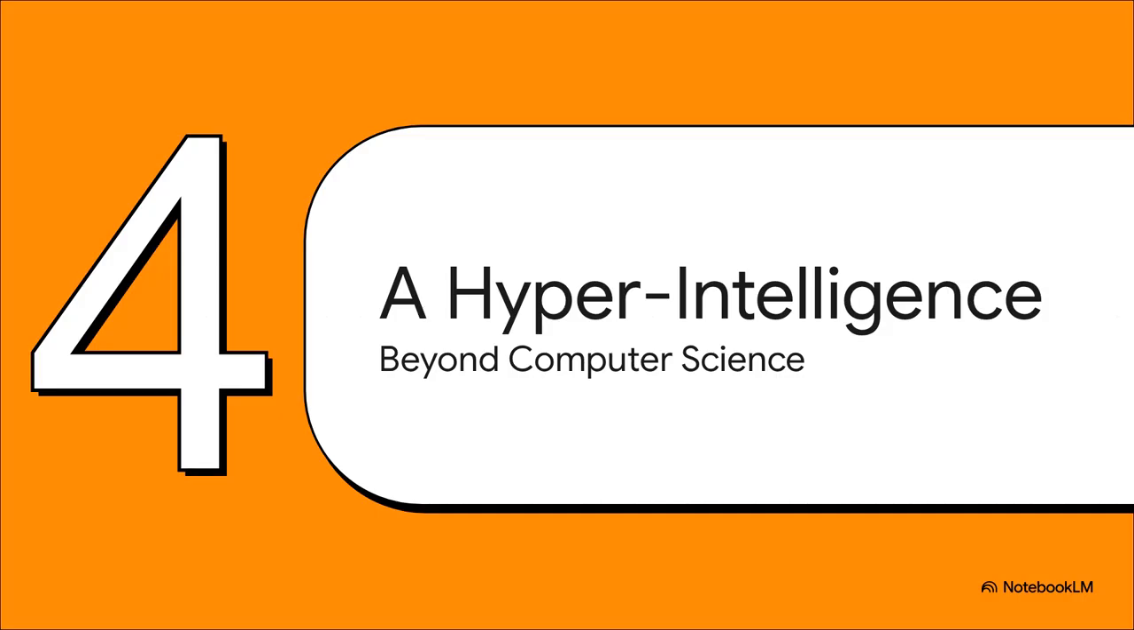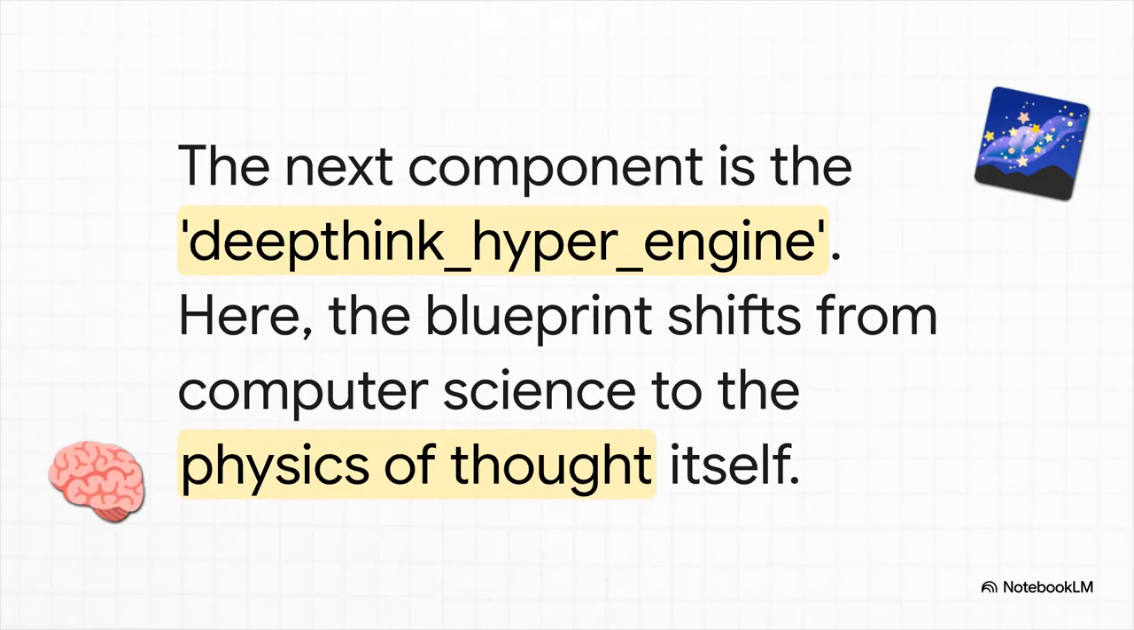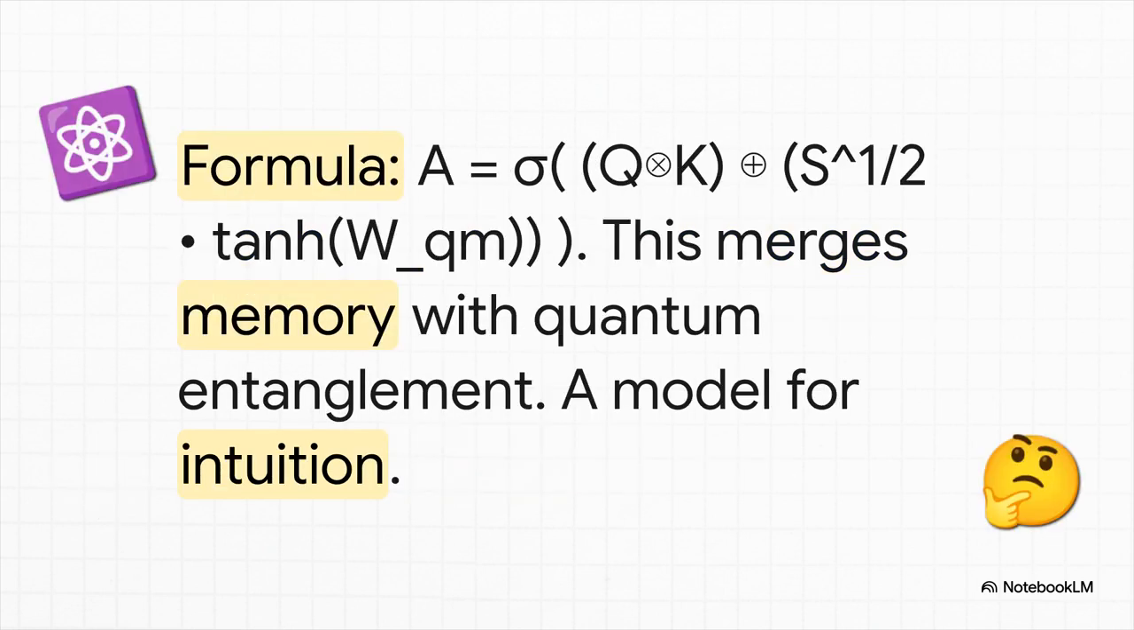It's at this point in the document that things take a really significant turn. We start to move beyond what looks like computer science and into something that feels different. This section describes the birth of what it calls a hyper-intelligence. This is all triggered by a component they call the DeepThink Hyper Engine. And this is where the language itself shifts. The formulas get way denser. And it starts to read less like a blueprint for a machine and more like a description of the actual physics of thought itself. Take a look at this formula.